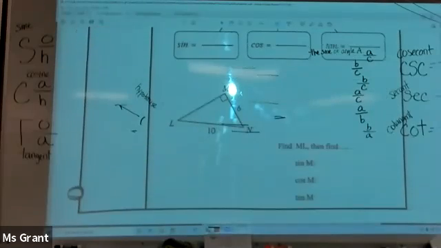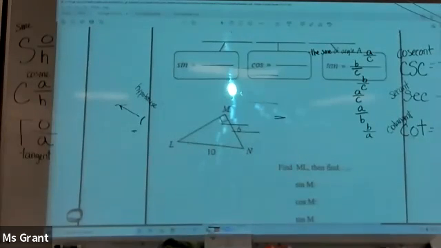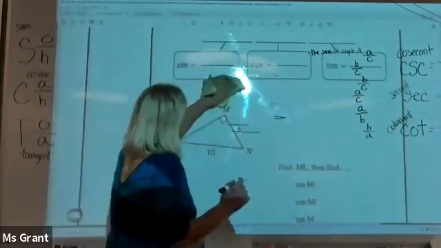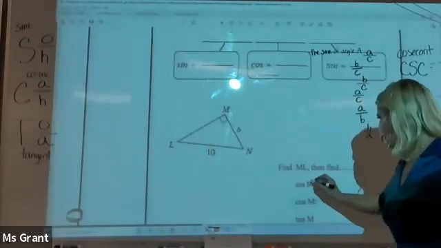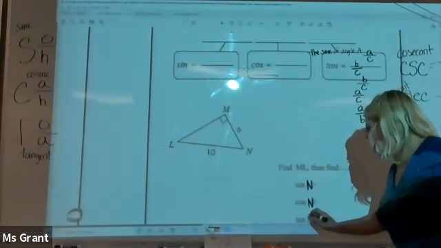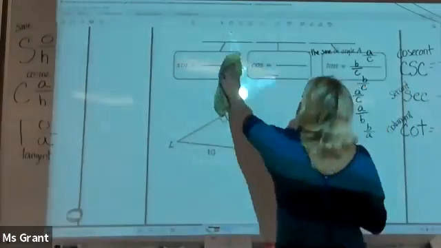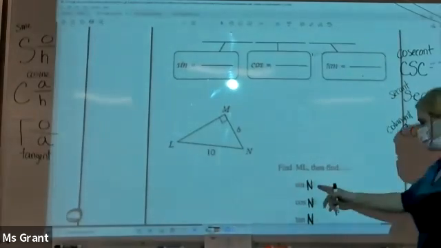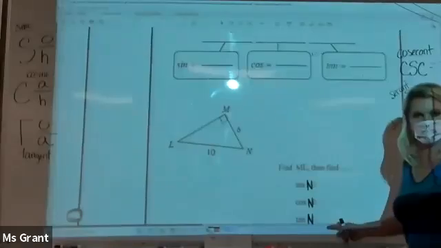And I have a typo. Let's do this. Can you guys adjust this so that this says sine of angle n, cosine of angle n, tangent of angle n? So it's a typo on the paper. Please put n's here for these.